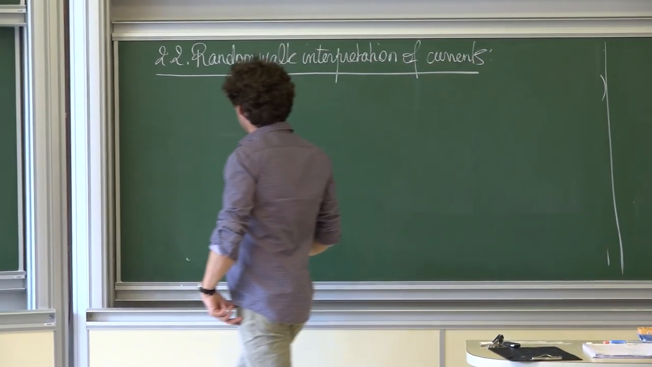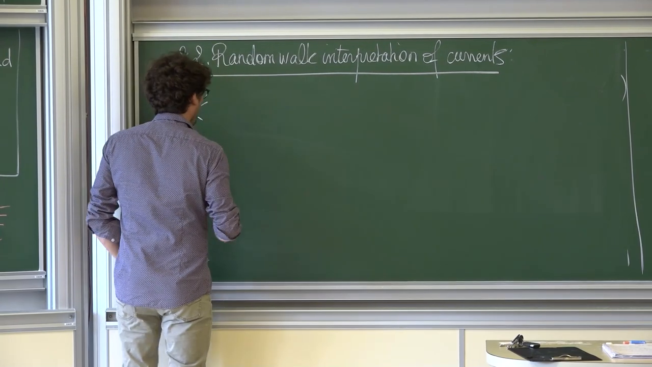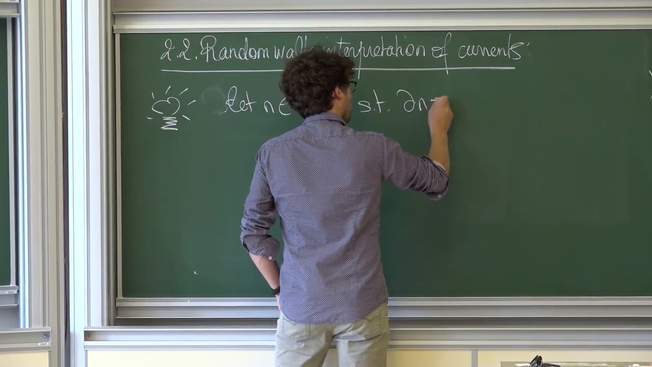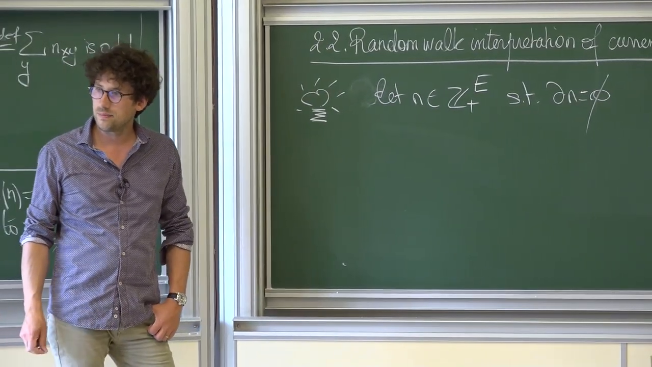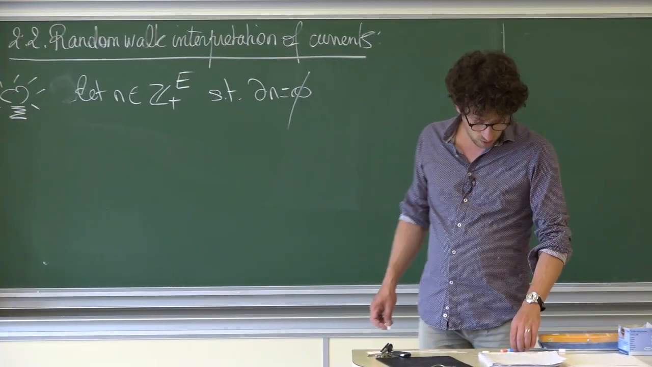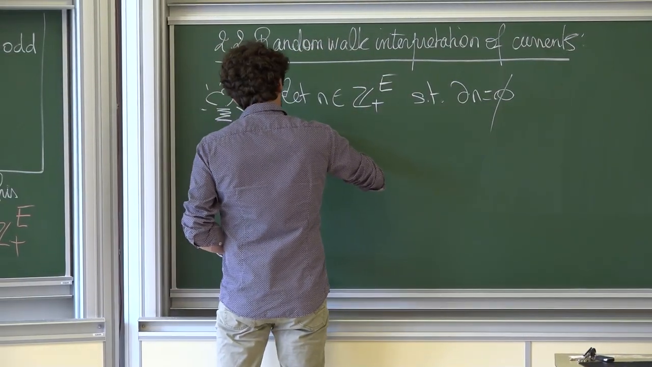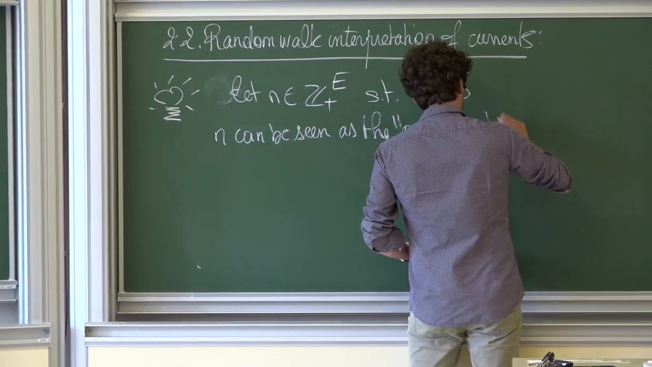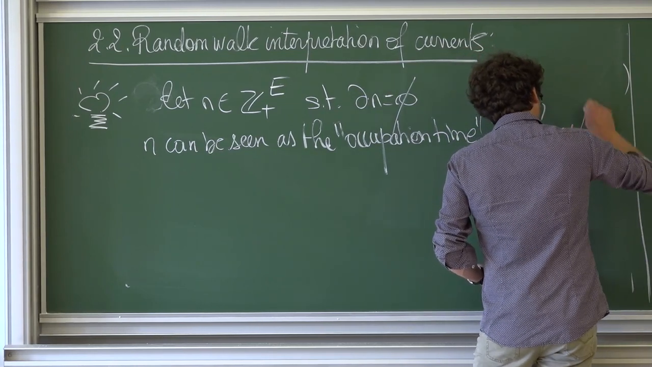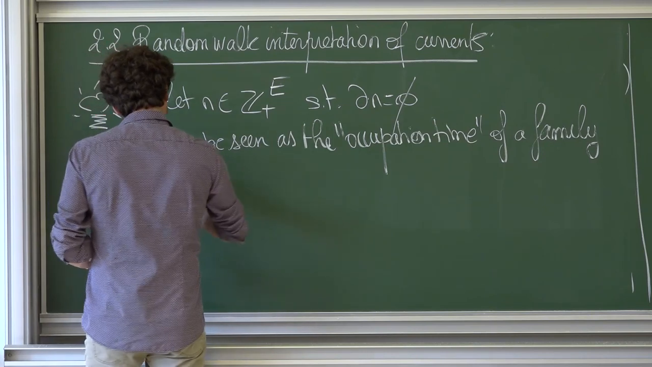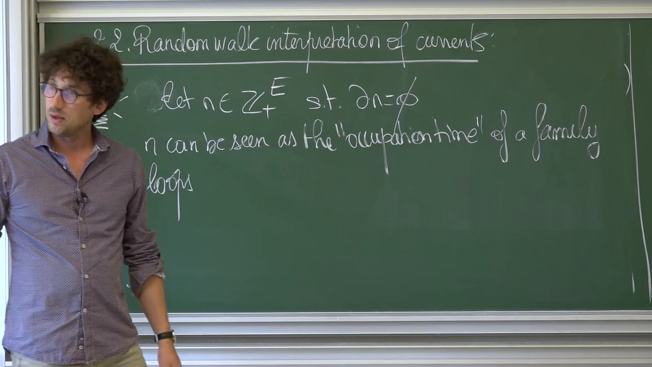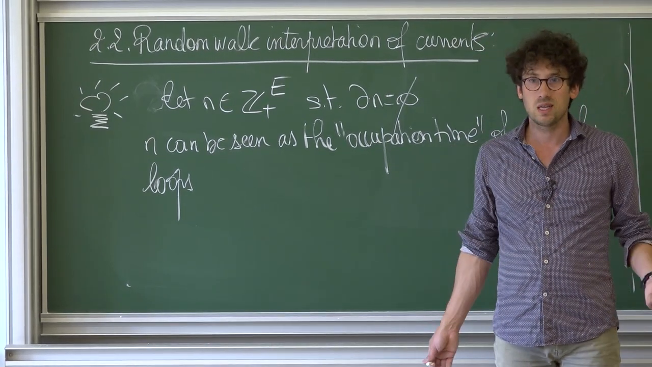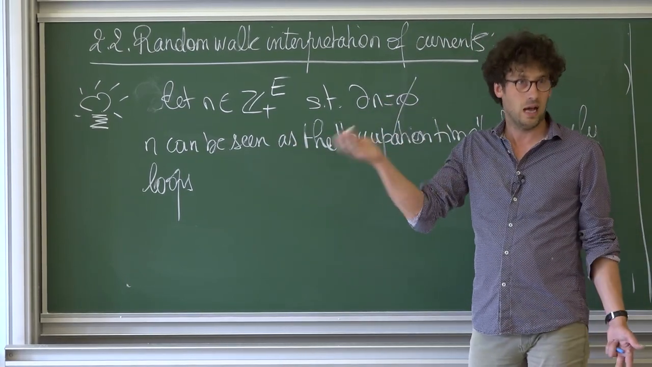And the starting observation is that if you take n, and let's say you assume there are no sources in n, then it's fairly easy to understand that n can be seen as the occupation time of a family of loops. So what do I mean by that? I look at a family of loops, not even necessarily self-avoiding. The loops can pass several times through the same edge. And I just count the total number of times the loops pass through each edge. This gives me an integer. So n, if there are no sources, can be seen as the occupation time of a family of loops.